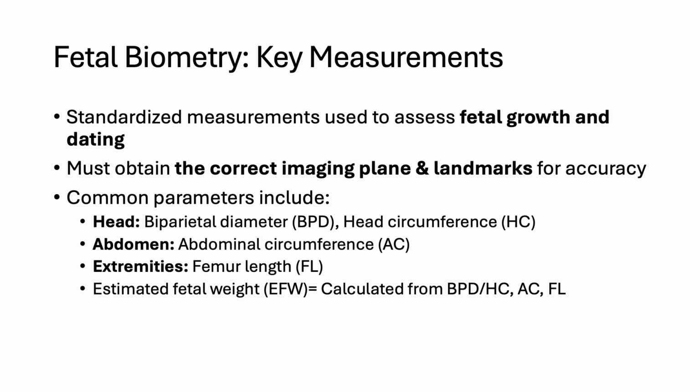So we'll move on to fetal biometry. This means the growth, so when we're doing measurements of the baby. We're doing measurements to assess fetal growth or dating. We must obtain the correct imaging, plane, and landmarks for accuracy. The common parameters that we look at are the head, which would be the biparietal diameter or the head circumference, the abdomen or abdominal circumference, and the extremities, for which we measure the femur length. We use all of these measurements to calculate the fetal weight.